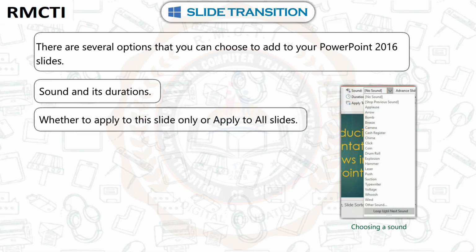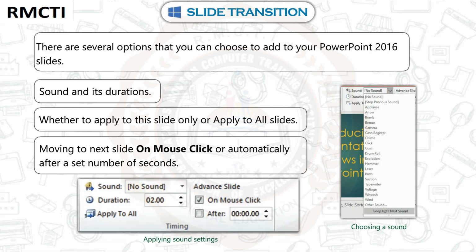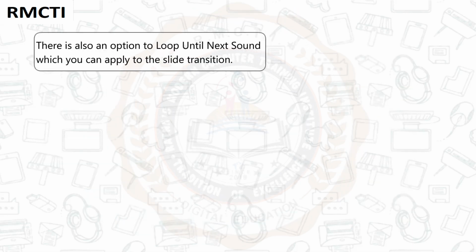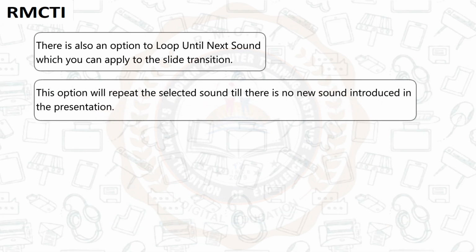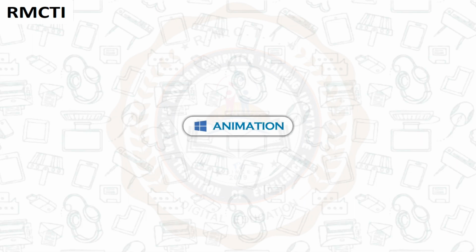Sound and its duration, whether to apply to this slide only or apply to all slides, moving to next slide on mouse click or automatically after a set number of seconds. There is also an option to loop until next sound, which you can apply to the slide transition. This option will repeat the selected sound until there is no new sound introduced in the presentation.